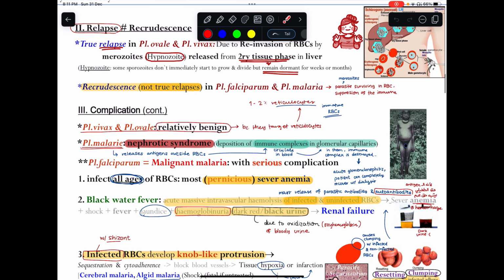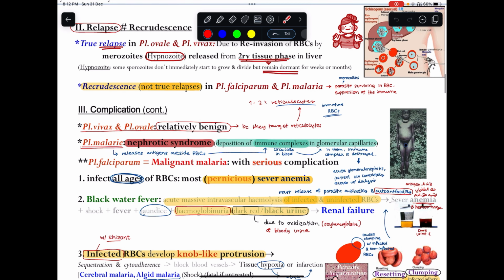So we said that Plasmodium vivax and Plasmodium ovale are relatively benign. And if you remember from your general parasites, Plasmodium malariae causes nephrotic syndrome. We explained how it occurs, and it's because of the soluble immune complexes, the third type of hypersensitivity. They enter the glomerular capillaries, and they cause destruction of the glomeruli.